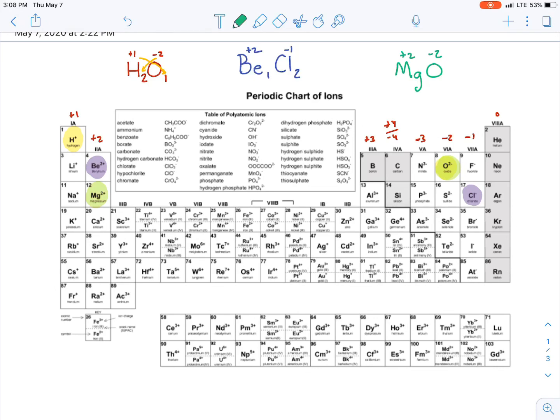All right, naming these is super easy. The cation has its normal name. So let's just name water here for us. It's hydrogen. And then the anion ends in an "ide" ending. They're on this chart too, so you can see it, but it's oxide. So hydrogen oxide. Beryllium chloride. Magnesium oxide. Okay, and that's all you do.